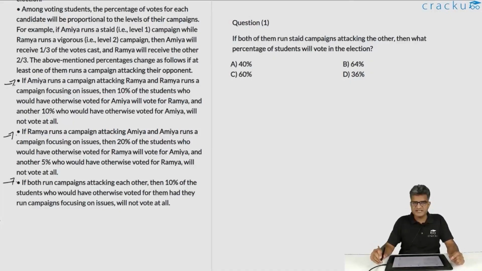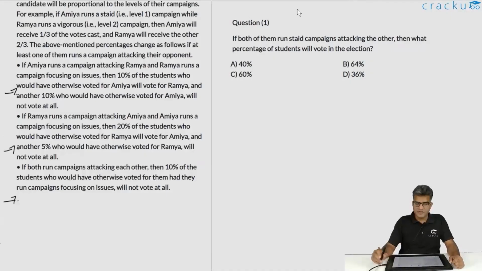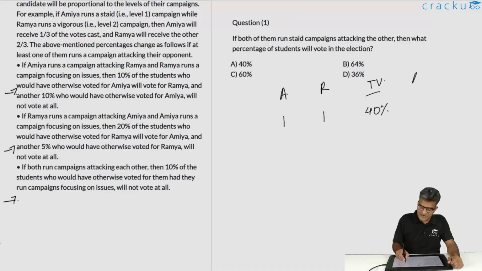If both of them run a state campaign attacking the other, then what is the percentage of students who vote in the election? If both of them are running a state campaign, Amiya will get 1 point, Ramya will get 1 point. So the total voting percentage will be 20 into 1 plus 1, which is 40%. Out of this, Amiya will get 20%, Ramya will get 20% of the voting.